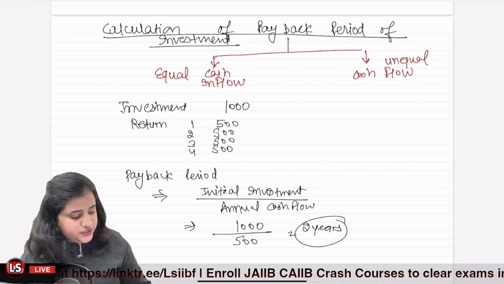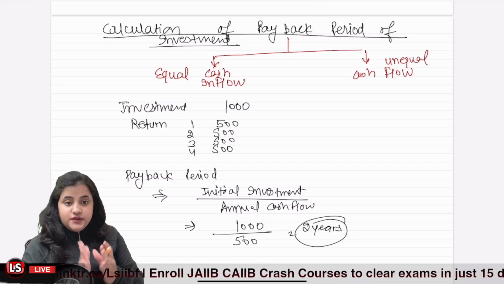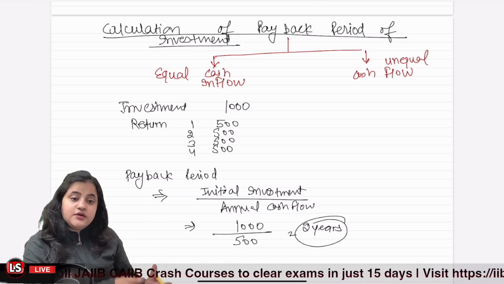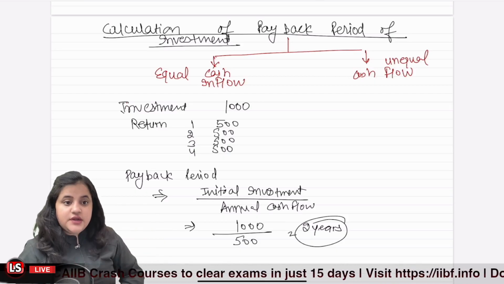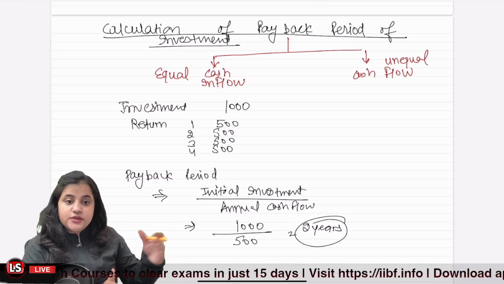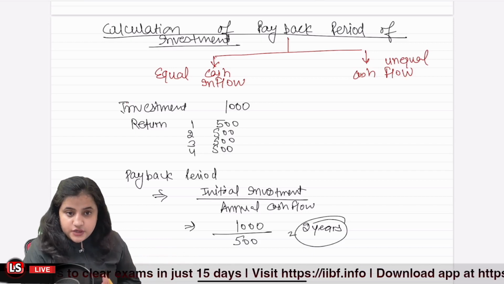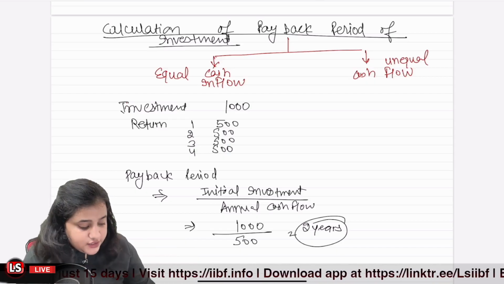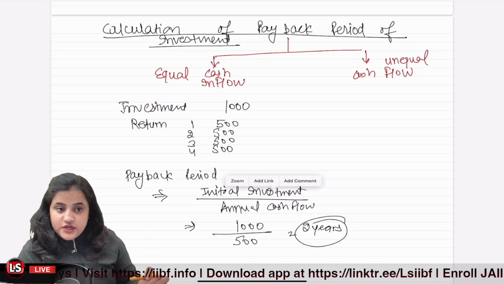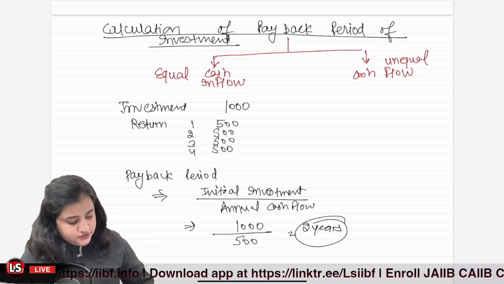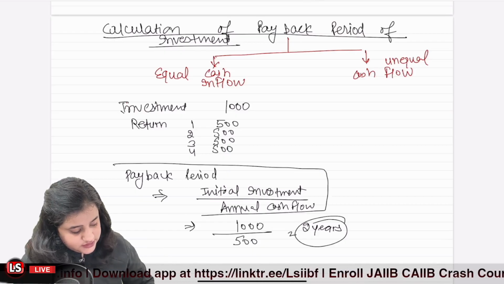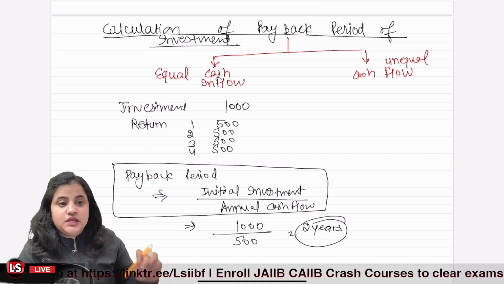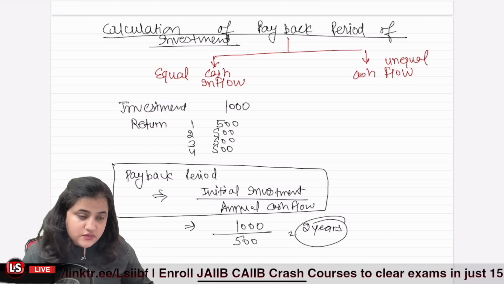So what does this 2 year mean? It means when I've invested 1000 for 2 years, in the first 2 years, my original investment will be recovered, and the remaining cash flow that I'm going to get are my profit part only, right? But the disadvantage here is we have completely ignored the time value of money aspect in this, right? So this is the first formula, that is, if the cash flows are equal, payback period is going to be initial investment divided by annual cash flow.